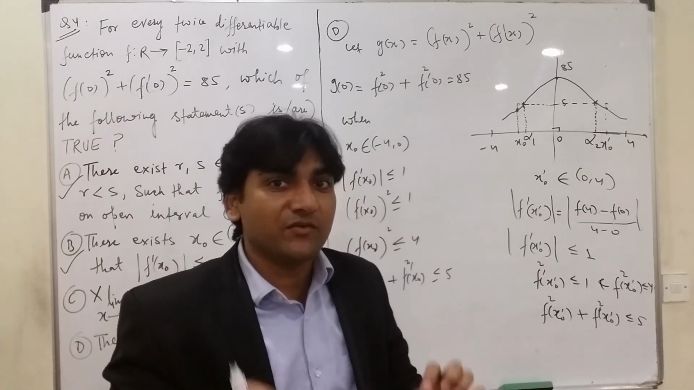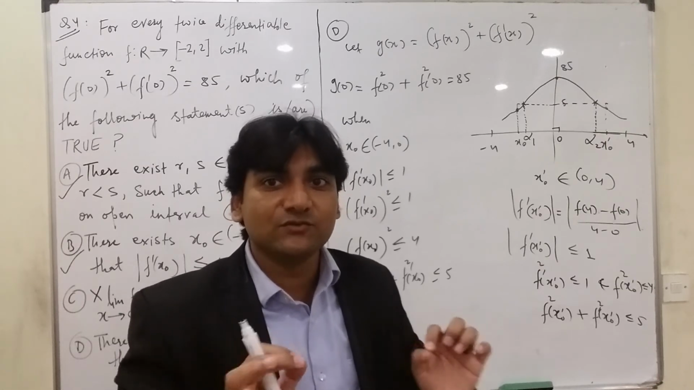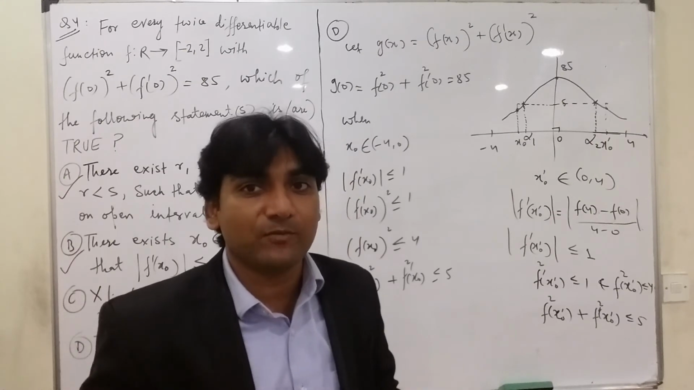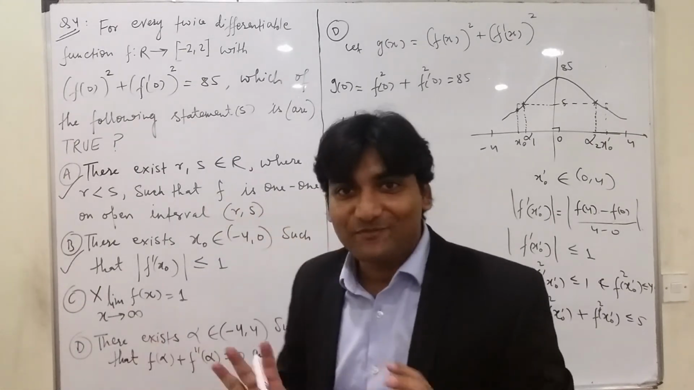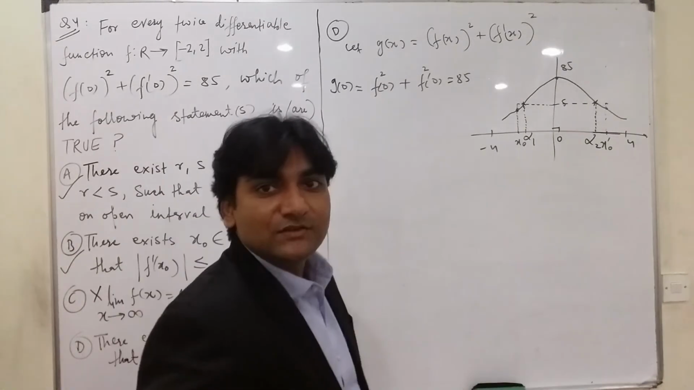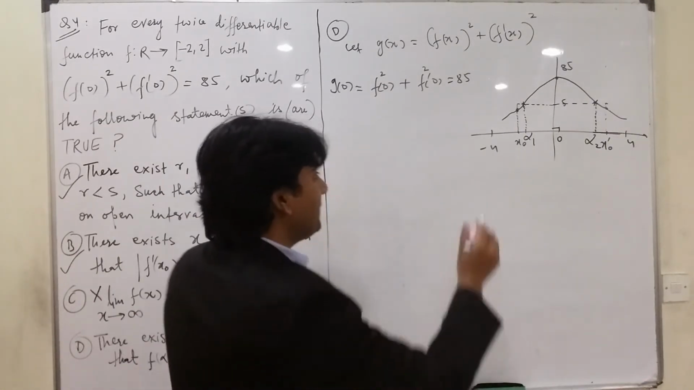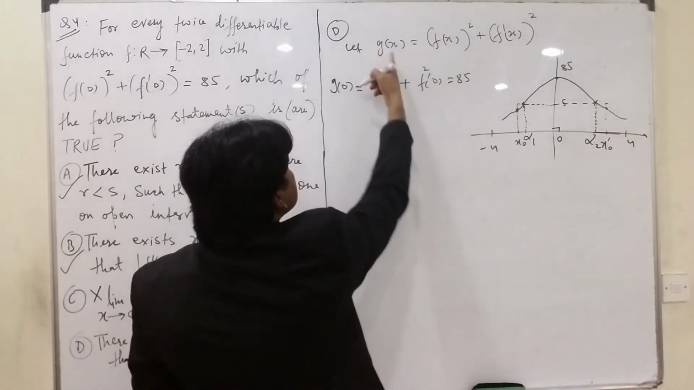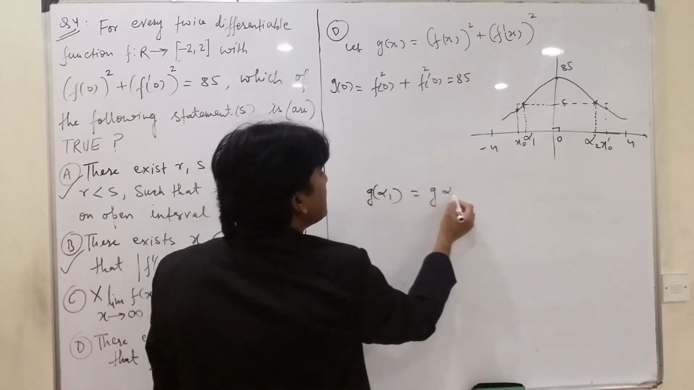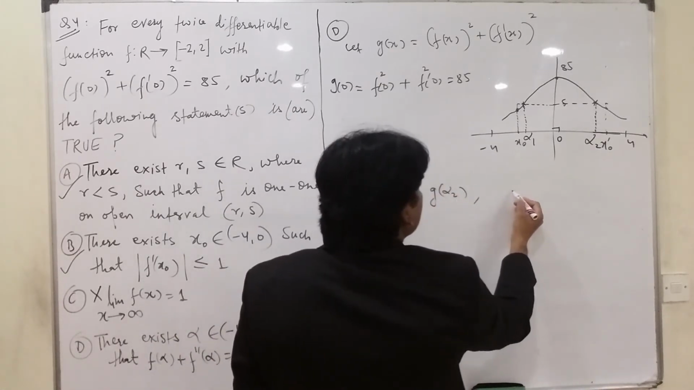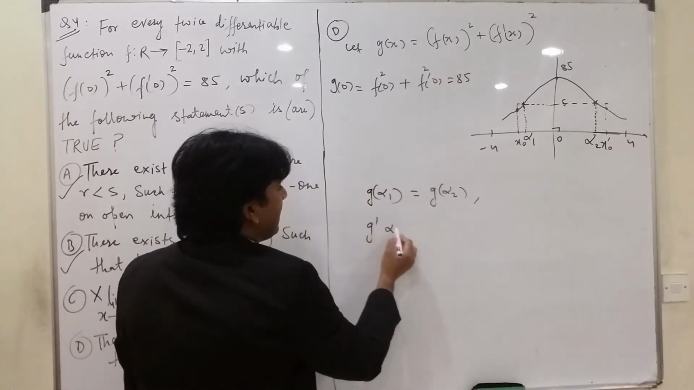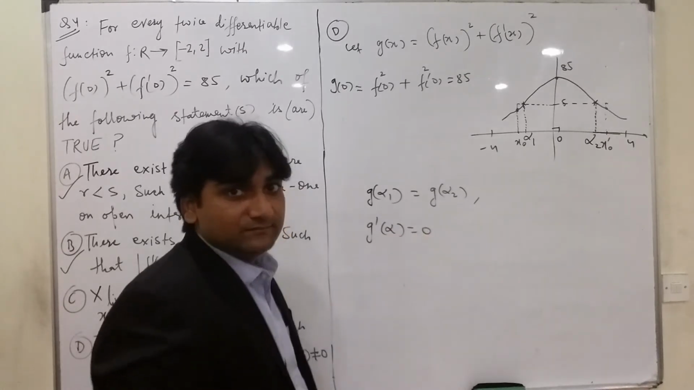So this is a really fantastic question of 2018, and I would say this is the most difficult problem, especially option D I am talking about, not 4. So now we have proved, for the function g(x), g(alpha 1) must be equal to g(alpha 2). Then g'(alpha) must be 0 by Rolle's theorem.